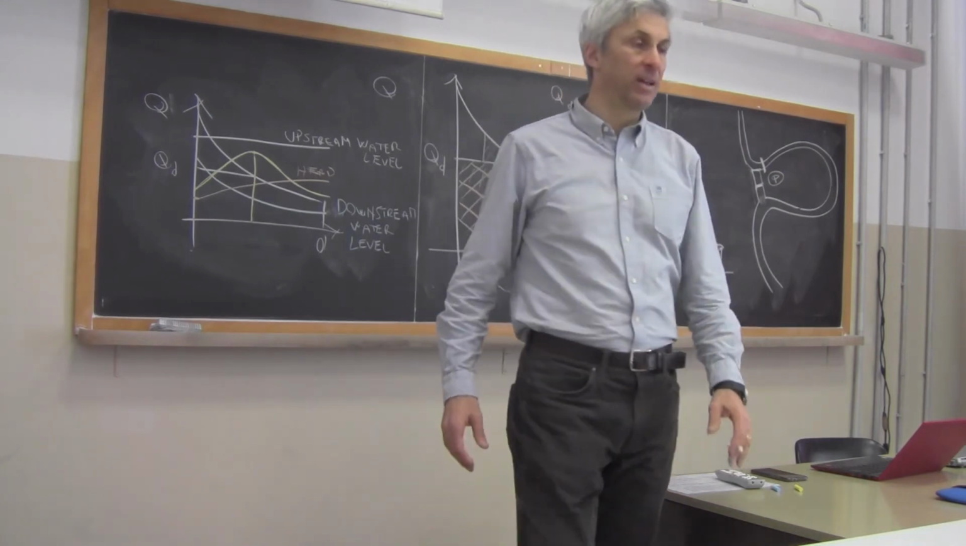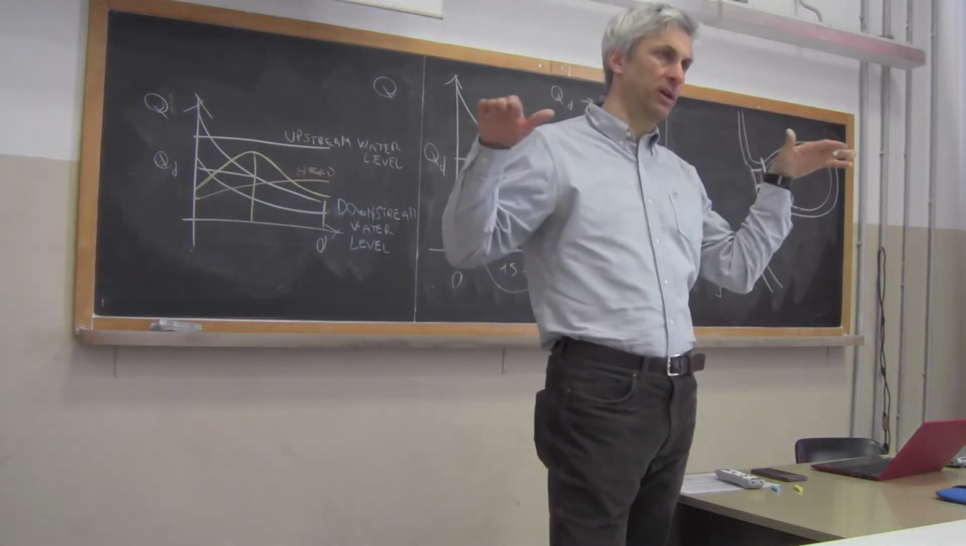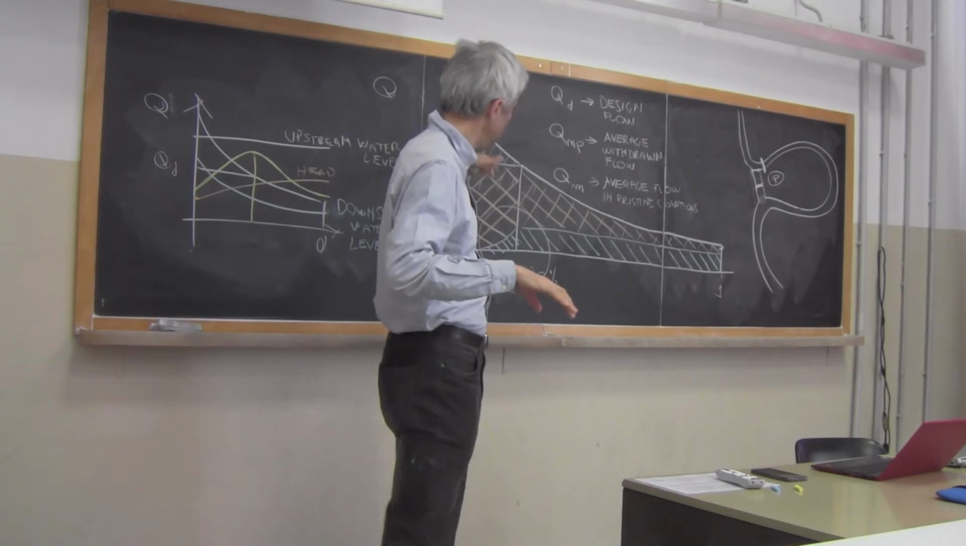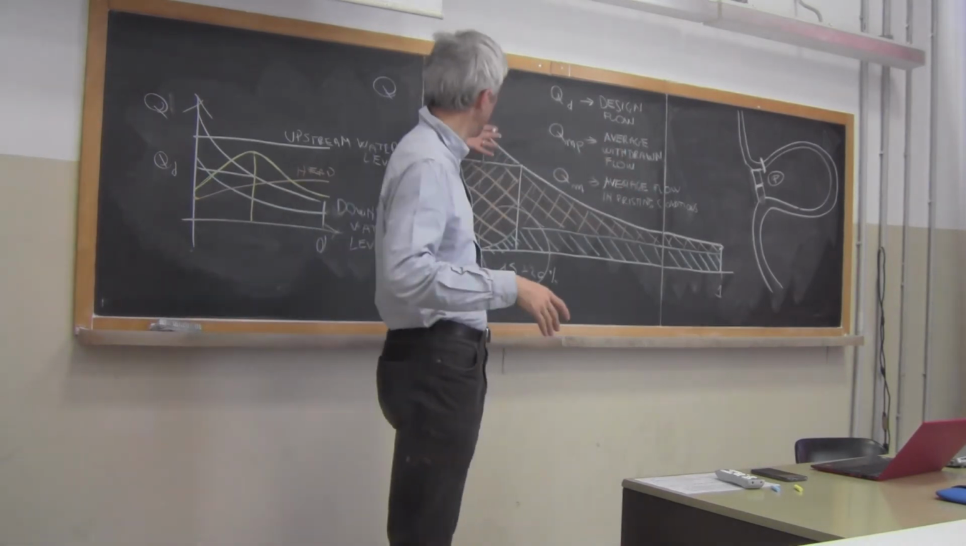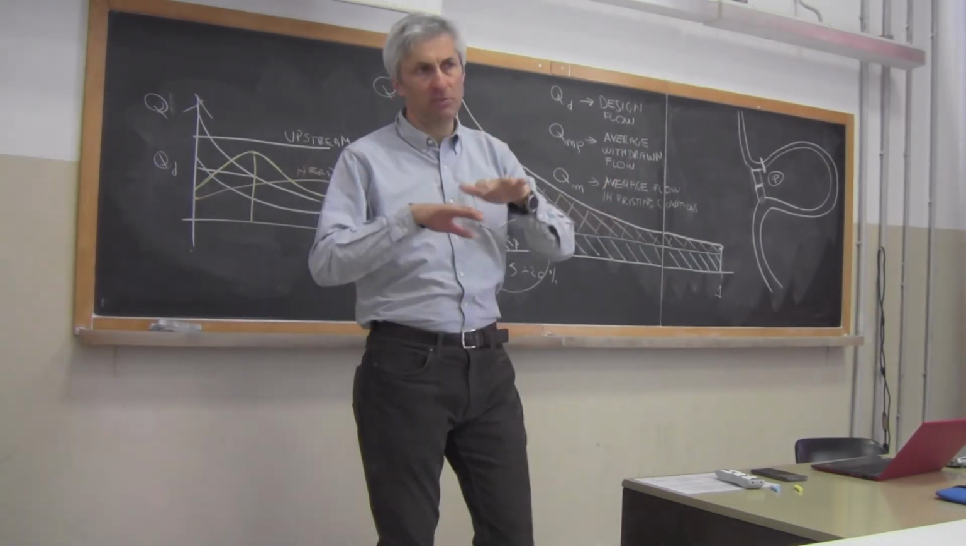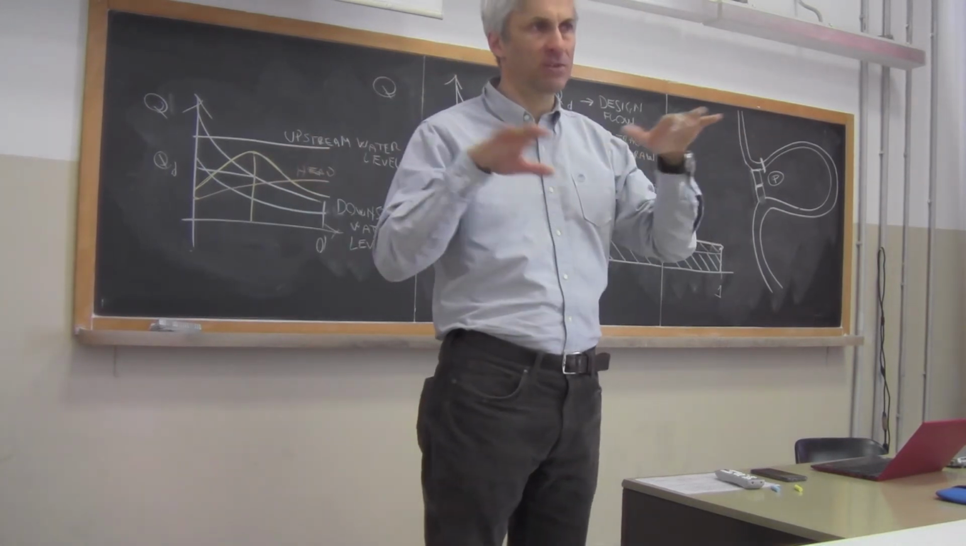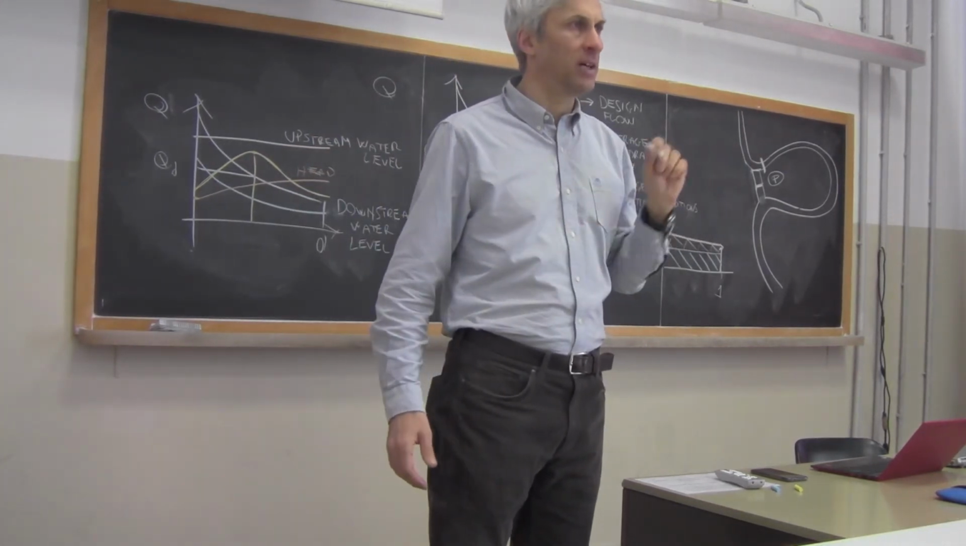Okay? And there is a very simple way to place QM. Because QMP is difficult, because you know environmental flow, etc. This volume is to be mirrored. QM is very simple. It's just based on the flow duration curve. Other questions?